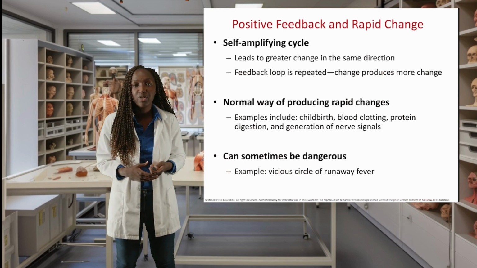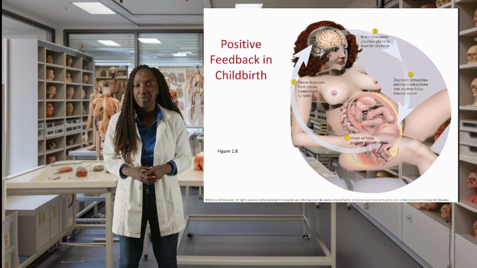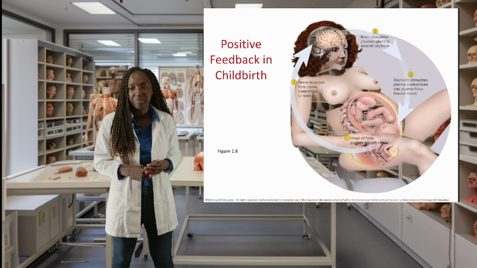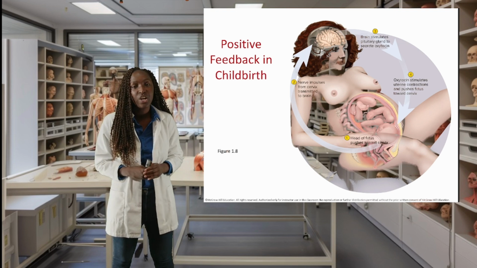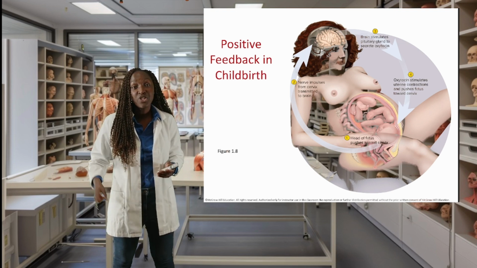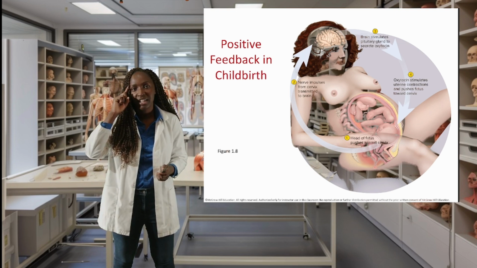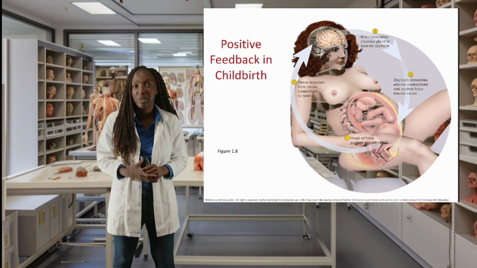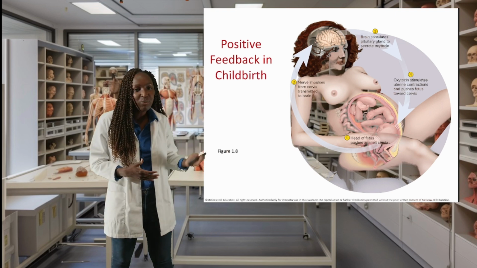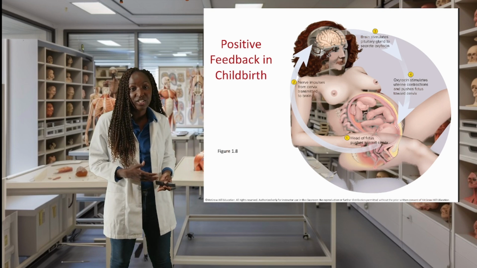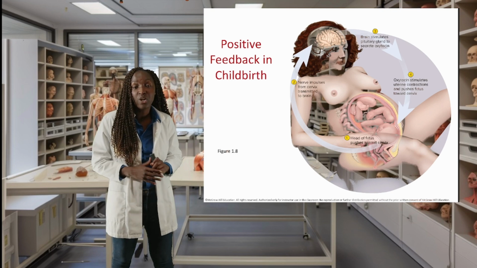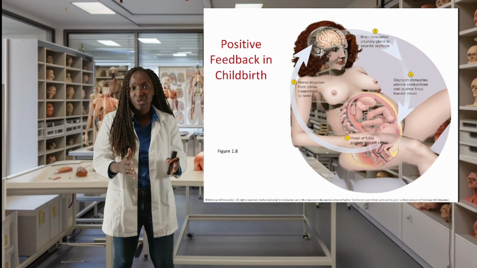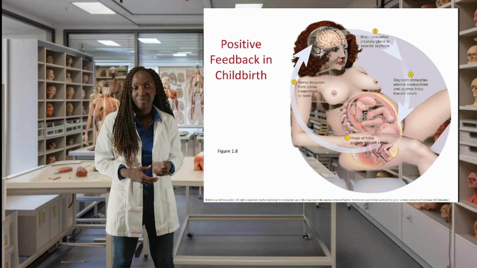So let's look at one of those processes of rapid change, childbirth. We can see here in our image that we have a fetus that's ready to come out. It's pushing against the cervix. There's a nerve signal that's going up to the brain saying that there's pressure on the cervix. That causes the pituitary gland to release oxytocin, and then that will cause uterine contractions, which then further pushes the fetus onto the cervix, continuing this feedback until we have the end result, which is the birth of the child.